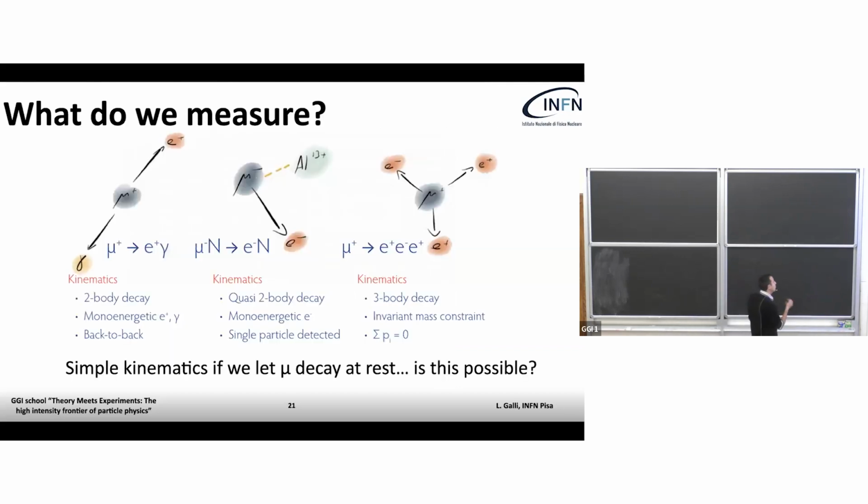Okay, so again, what do we measure? Mu to e gamma is a two-body decay. So we have two monoenergetic particles in the signal, and the two are produced, of course, at the same time with the same energy and back to back, as in this sketch. While for mu to e conversion, you have the muon captured in a target like aluminum, and out of the target just an electron exits. So it's a quasi-two-body decay, in the sense that the nucleus also takes energy, but in the final state, since the nucleus stays in the target as it is, we have a single particle detected. And this is very important for the way we detect this signal with respect to the others.